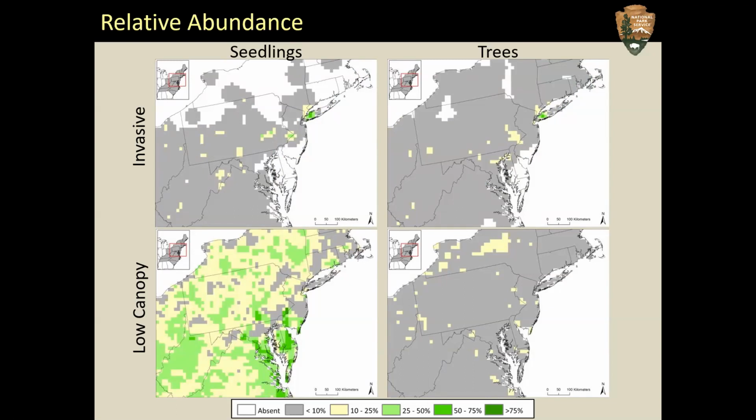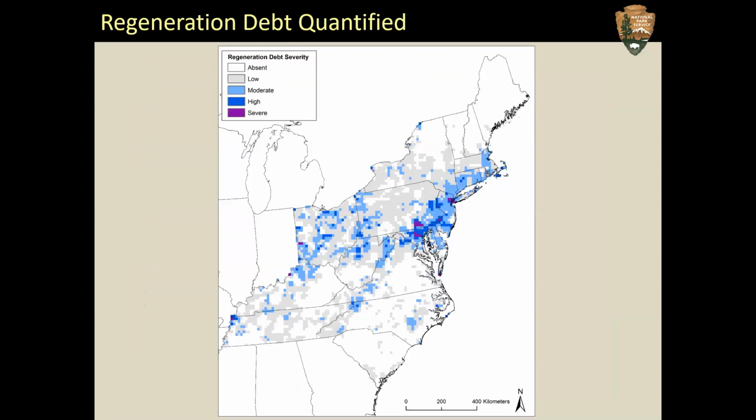So then we put all of those metrics together: seedling and sapling density, and then similarity between the seedling, sapling, and canopy layer. Putting that together, we find that there's really severe regeneration debt in this area from northern Virginia up through southern New England.